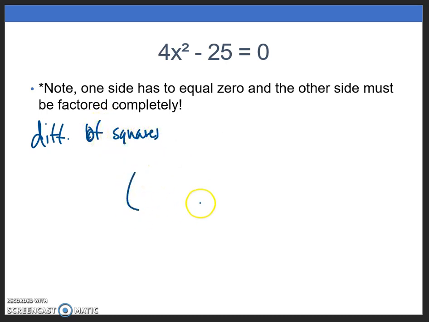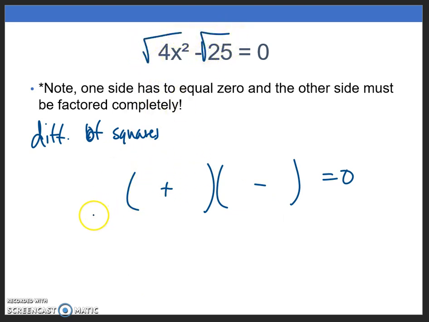So for a difference of squares, you have your two binomials, and we're still going to set it equal to 0. One's going to be addition, and one's going to be subtraction. And to figure out what goes inside these, we take the square root of the two terms. So the square root of 4x squared is 2x. The square root of 25 is 5. So one binomial is 2x plus 5. The other one then would be 2x minus 5. Once you have it factored, then set each of them equal to 0 and just make sure you solve both.